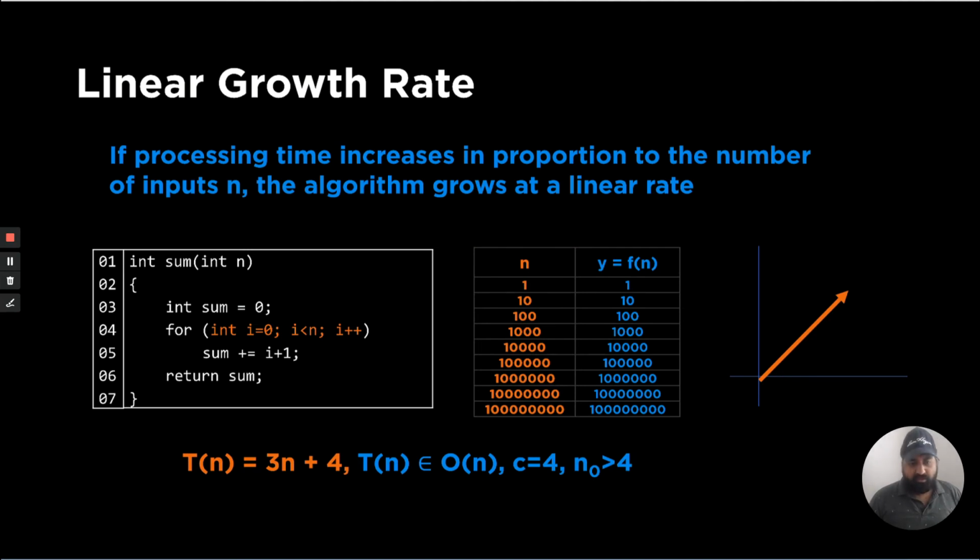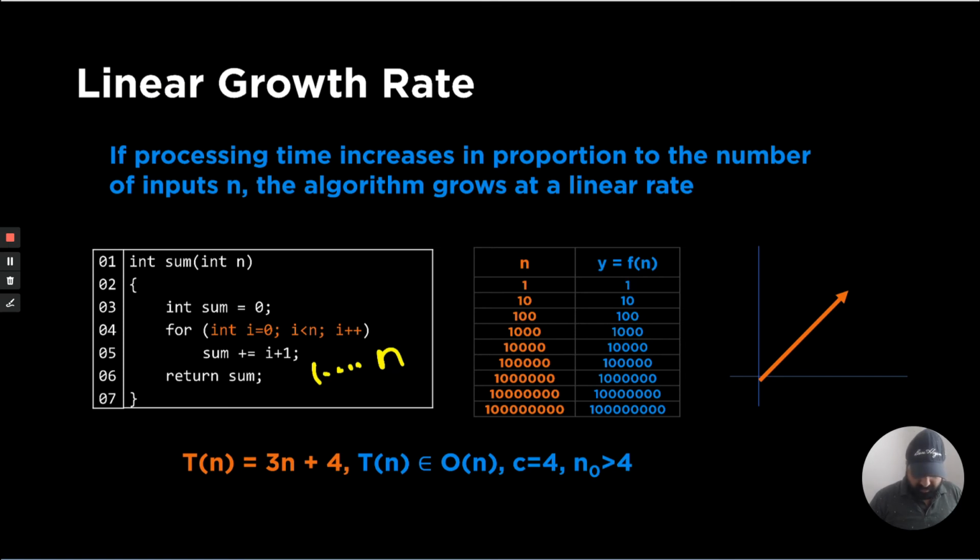Let's see a few others. I'm just showing you the most common ones, and then I'm going to summarize the detail for the more mathematically jargon-heavy functions, which we see less often. So for the linear growth rate, it grows proportionally to the number of inputs, n. Here we have this one for loop which runs from 0 to n, and we are basically computing the sum of numbers from 1 up to n.